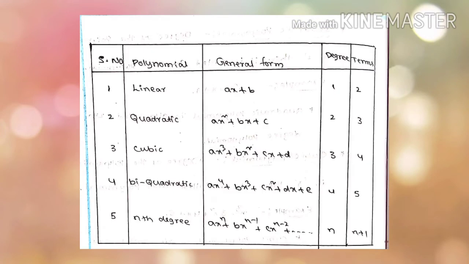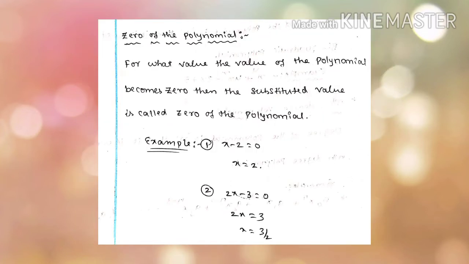Right? Now the next chapter, polynomials. We know the linear polynomial general form is ax plus b, quadratic polynomial ax square plus bx plus c, cubic polynomial general form ax cube plus bx square plus cx plus d, and biquadratic polynomial, and so on. Right? And the next slide, zeros of the polynomial.